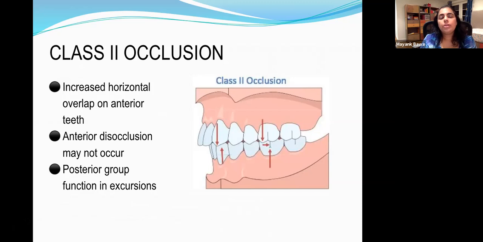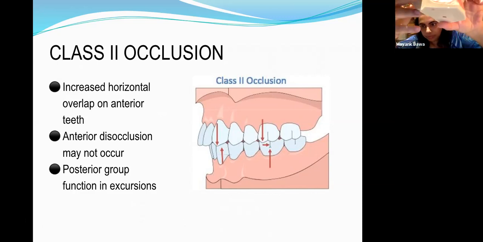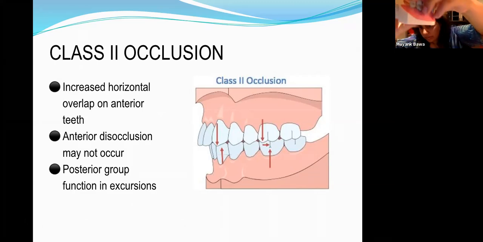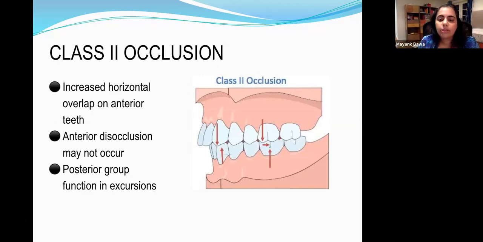So I'll just go over the class 2 occlusion again. In this, just imagine that the upper jaw moves forward by half a cusp. So then the mesiobuccal cusp of the upper first molar, you kind of try to move this forward so you can see. No, this is really hard. But basically just remember that the mesiobuccal cusp of the upper first molar is mesial to the buccal groove of the mandibular first molar.